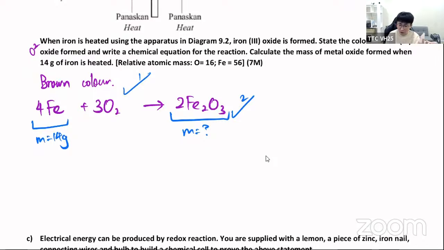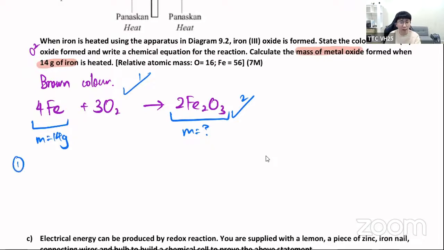How to know all these things? First of all, they mentioned calculate the mass of metal oxide when you have 14 gram of iron. So you have to know what information is provided and what you're trying to find. Once everything is labeled down already, we can start from step 1.